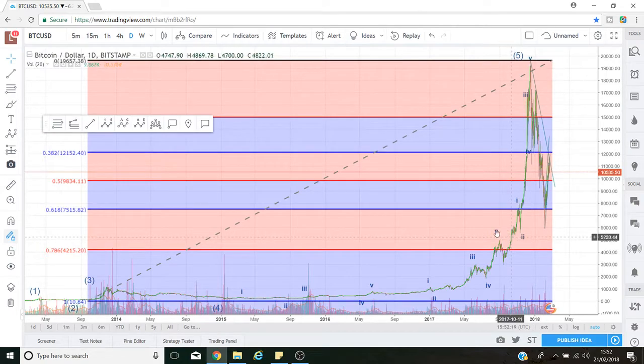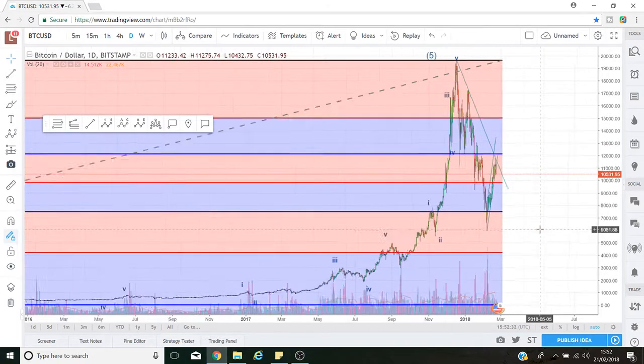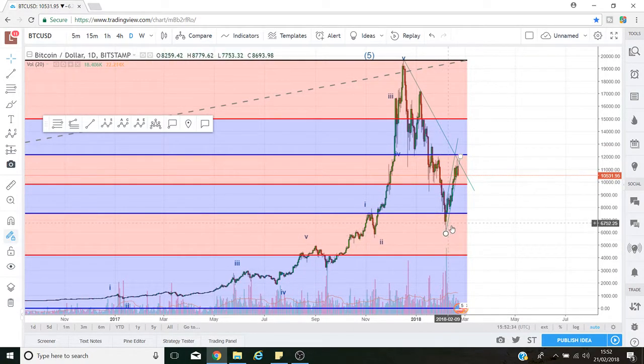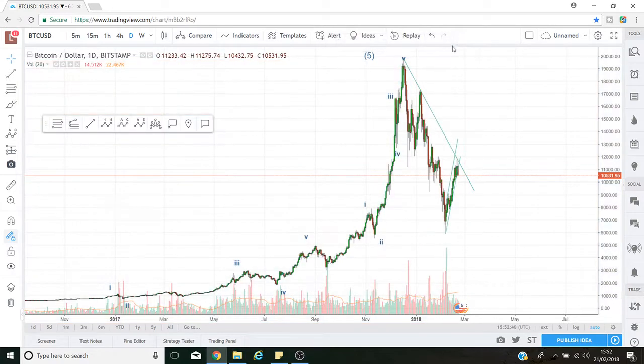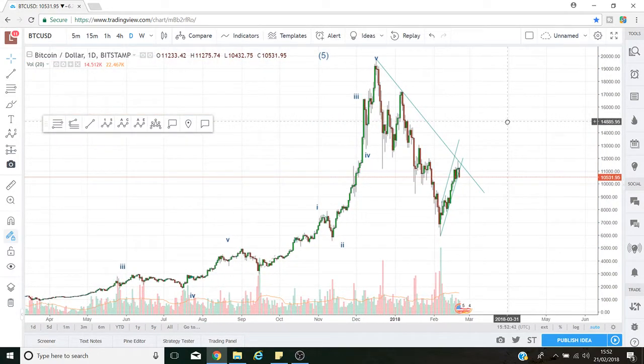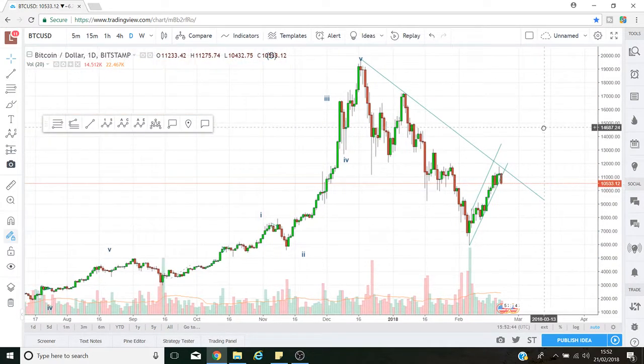It's retraced 61.8% of the entire move up. There's been an awful lot of volume. It looks like the end of a wave 2. I'll break down this wave 2 for you to show you that I do believe it's finished, and I don't believe that it's got any further down to go. So let me just tidy this up a little bit. We'll delete that. Alright, let me break down this wave 2 for you.